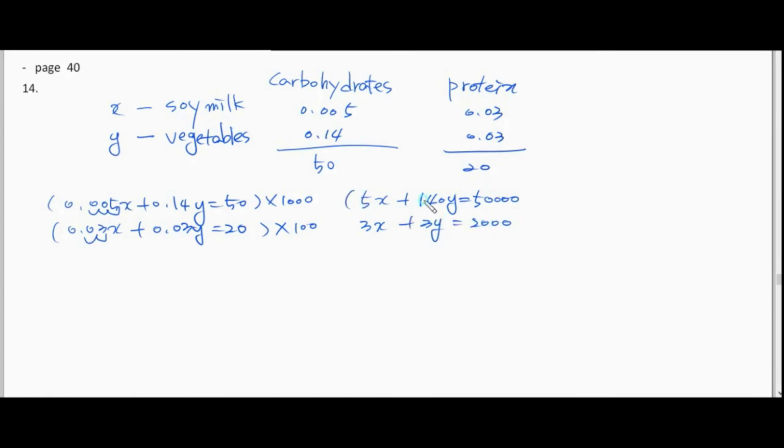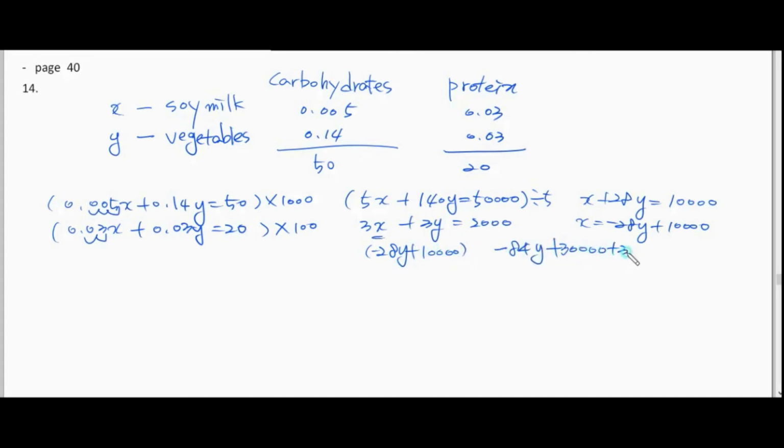So this time, let's divide it by 5. x plus 20y equals 10,000. x equals negative 20y plus 10,000. So right here, this x is negative 20y plus 10,000. So let's write this out, and it will be like this. Combining like terms, negative 80y equals negative 28,000. And then let's divide both sides by negative 81. And then y equals 345.679 and so on.